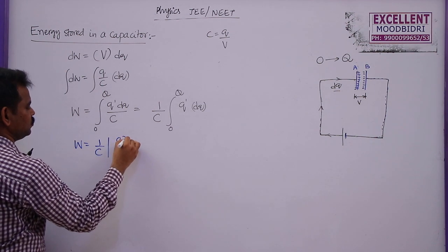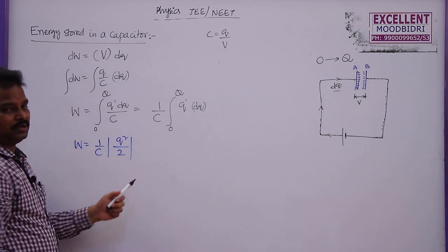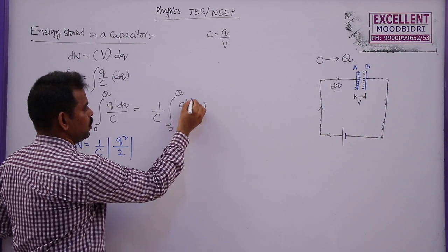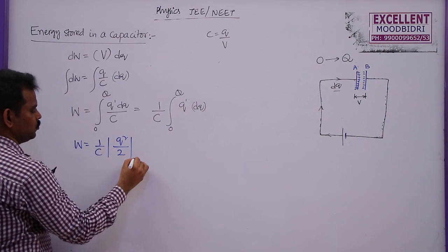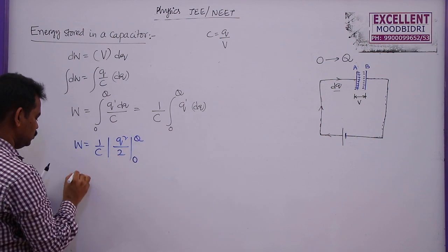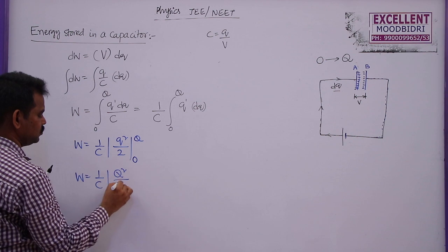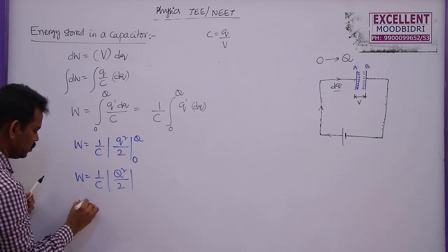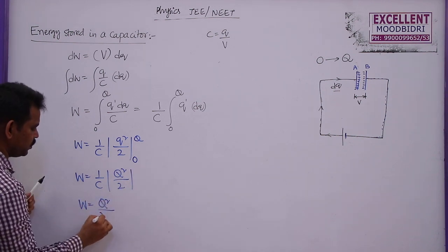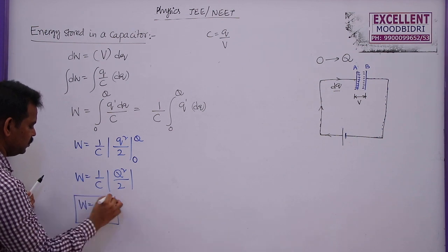This is Q square by 2 by integration. Q power 1 integrates to Q power 1 plus 1 by 1 plus 1, which is Q square by 2, with limits 0 to Q. So W is equal to 1 by C times Q square by 2. So the work done is given by Q square by 2C. This is the work done.